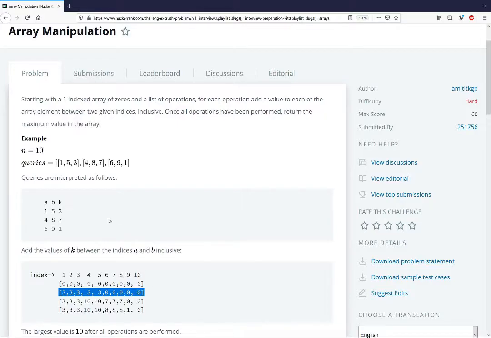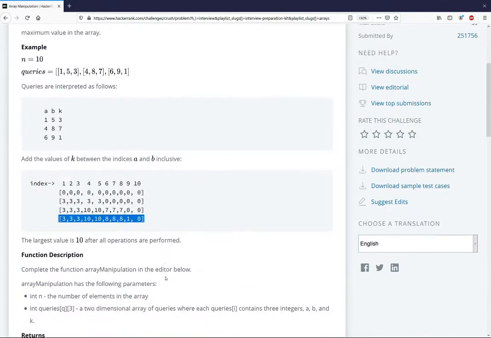So anyways, moving on. So 4 8 7, that means between indices 4 and 8, we'll add the number 7. And so here, entries 4 and 5 have gone up to 10, and then 6, 7, and 8 only go up to 7. And then you go and you continue on.